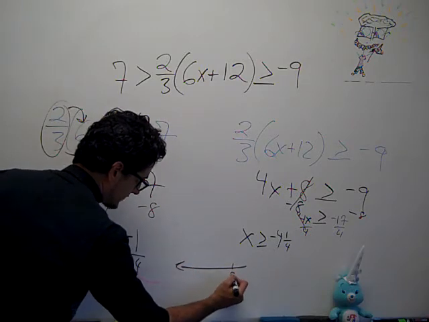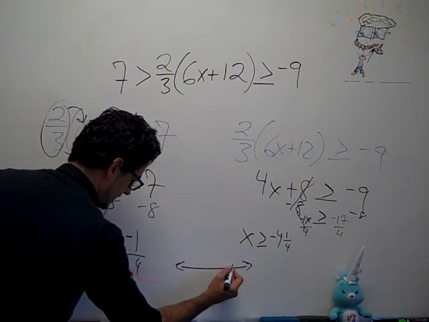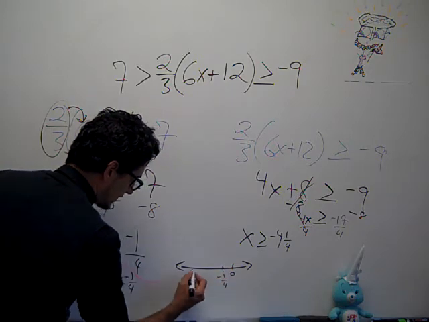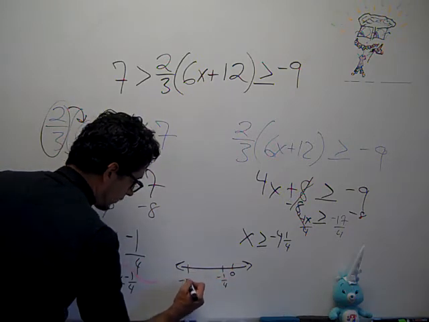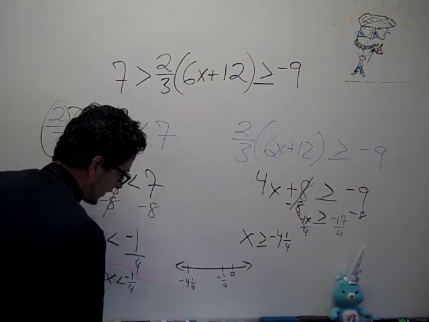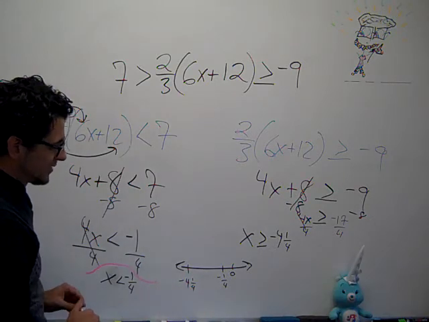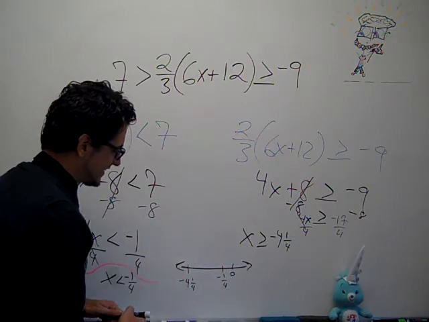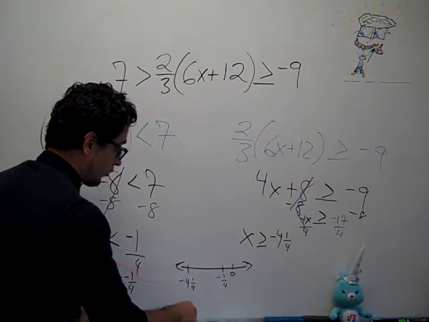So let's say over here I have 0. Let's say here I have negative 1/4, and way over here I have negative 4 1/4, okay? This isn't the best way of doing it. I should actually have marked it as 4 and then done it a little past. But we'll just roll with what we have.